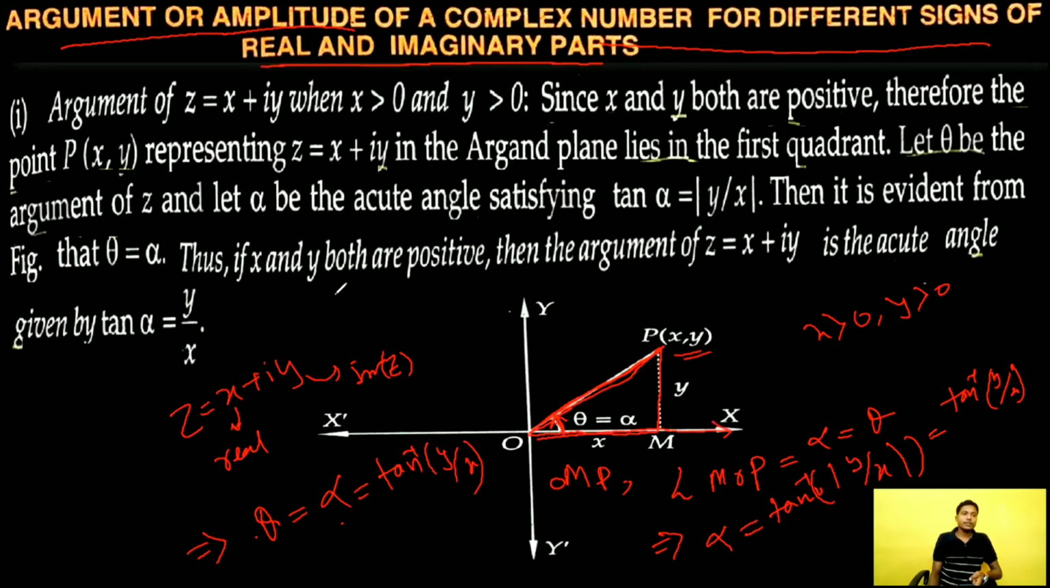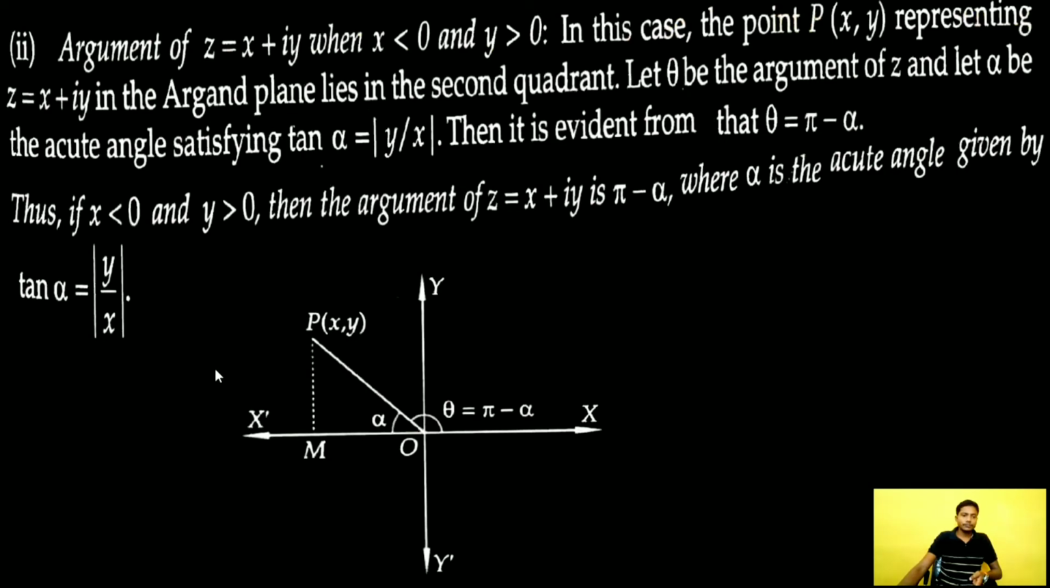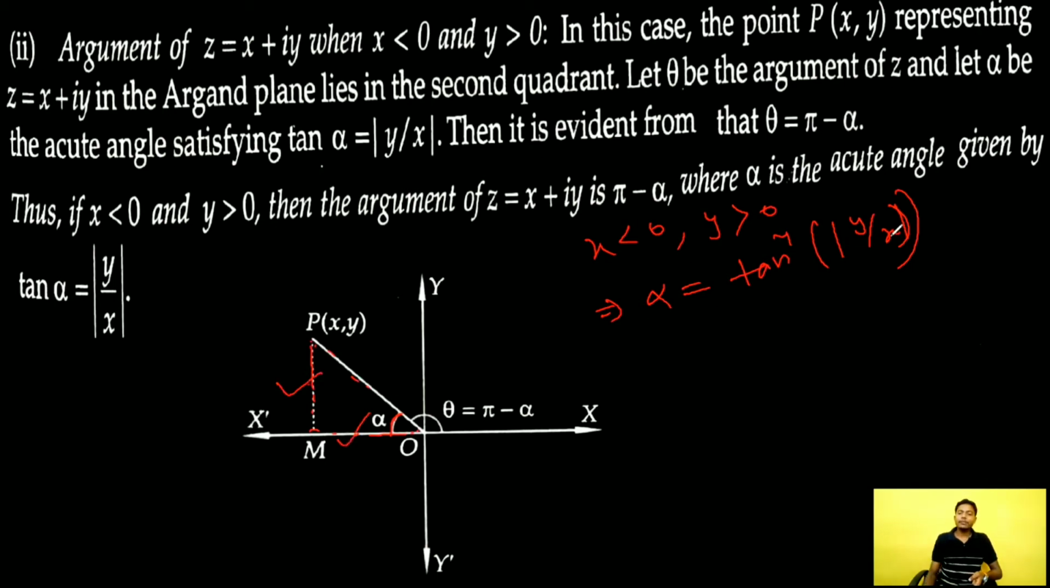Clear? Now, if the point P(x, y) lies in the second quadrant, then x is less than 0 and y is greater than 0. This angle is alpha, the acute angle. So alpha is equal to tan inverse of mod of y by x, because this is our right-angled triangle. This is the height and this is the base. We will have alpha equal to tan inverse of mod of y by x.